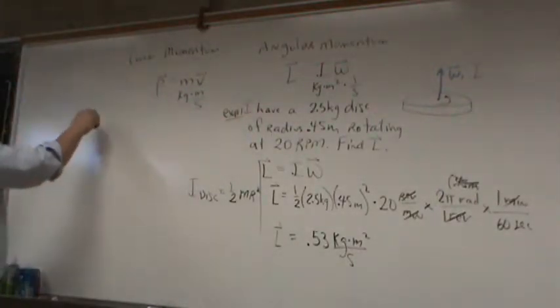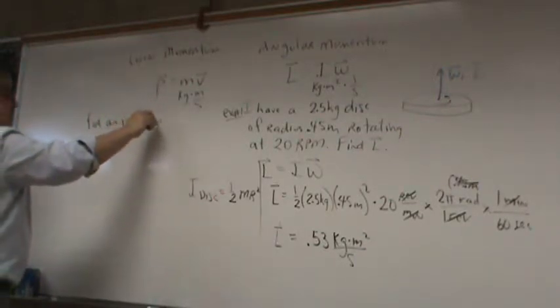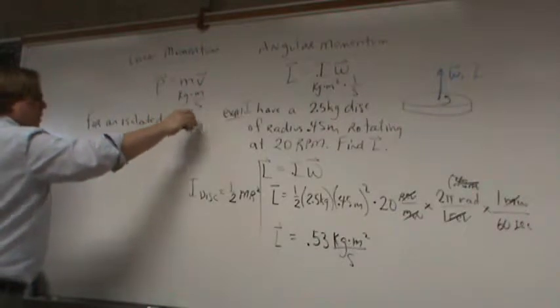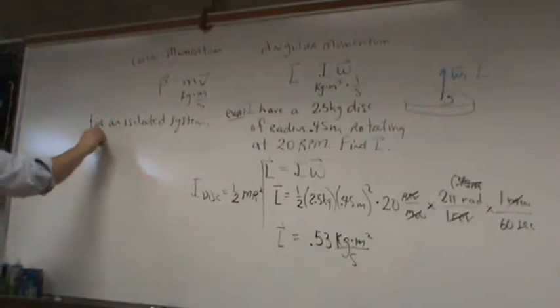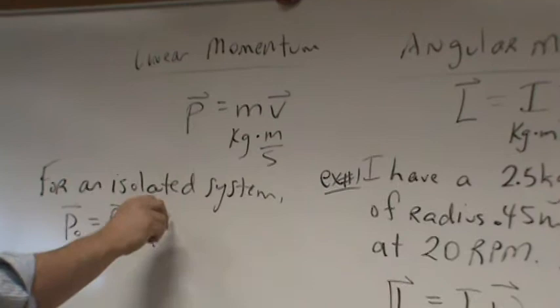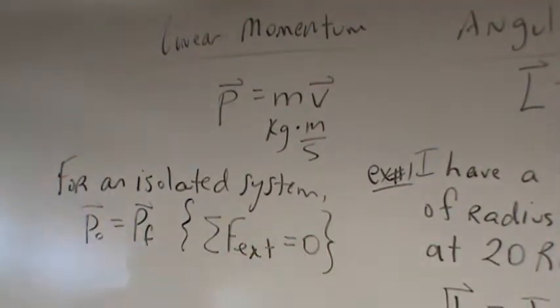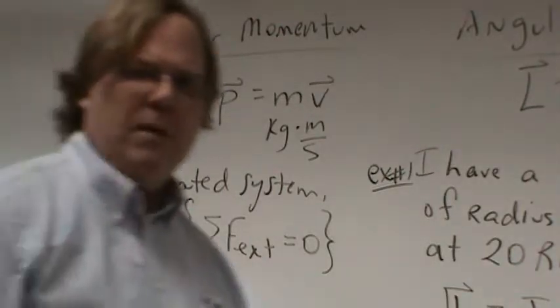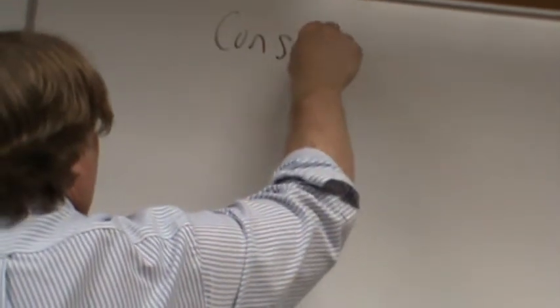Okay, but I just want you to know that for an isolated system, this is in linear land, for an isolated system, initial momentum equals final momentum. And that is for the sum of the external forces to be equal to 0. That's an isolated system. Then I get initial momentum equals final momentum. Well, now let's turn our camera over here and do conservation of angular momentum.